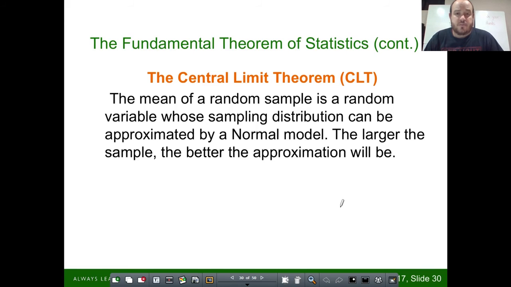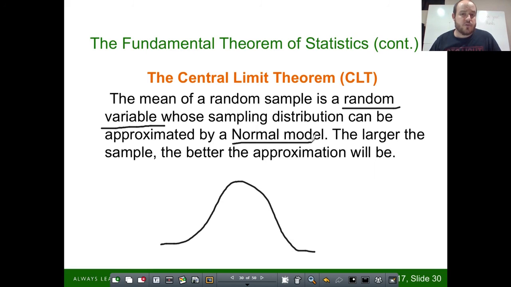The mean of a random sample is a random variable. It means that anytime you go out and get a sample, it's going to have a different average every time. So we're going to refer to it as a random variable because it won't always be the same. But what we do know about it is that it will always be in a normal curve or the normal model, all right? It also says that the larger the sample, the better the approximation will be. So that means that the more people you have in each sample that you're drawing, the closer it will be to a beautiful, perfect normal curve.